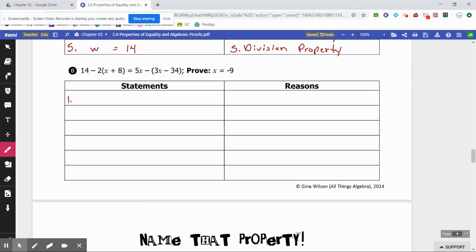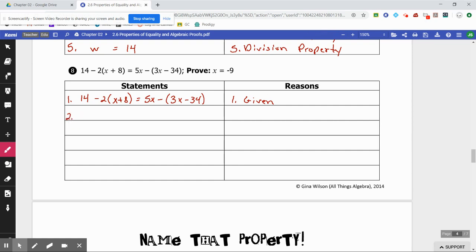Step number 1 is let's write down what we are given. That'd be 14 minus 2 times (x plus 8) equals 5x minus (3x minus 34). And that is given.